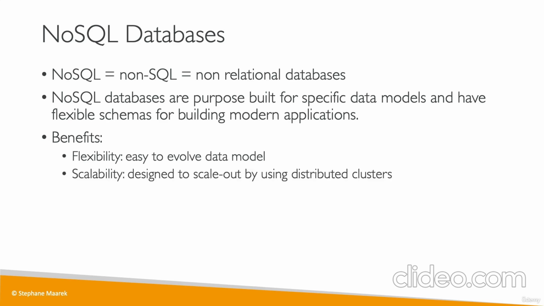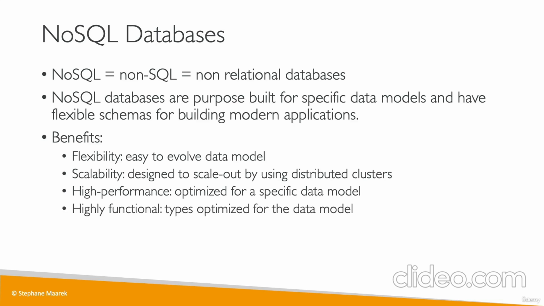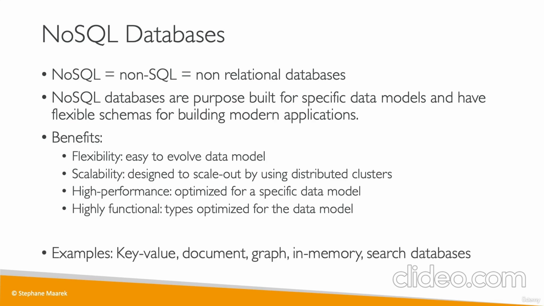It's scalable, so it's designed to scale out by adding distributed servers. So the example from before, the relational database, it's not easy to add servers to scale it. So you have to scale up by doing some vertical scaling, but with NoSQL databases, you can do horizontal scaling. It's also high performance. It's optimized for a specific data model. It's highly functional. The types are optimized for the data model. And finally, some examples of NoSQL databases are going to be key-value databases, document, graph, in-memory, or search databases. We will be seeing those in this section.